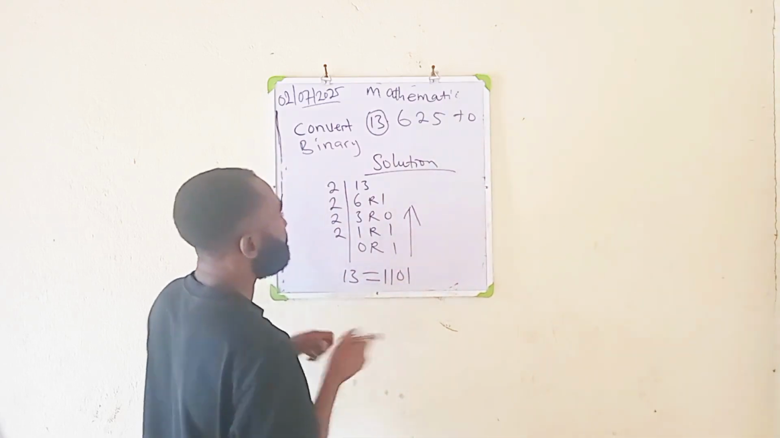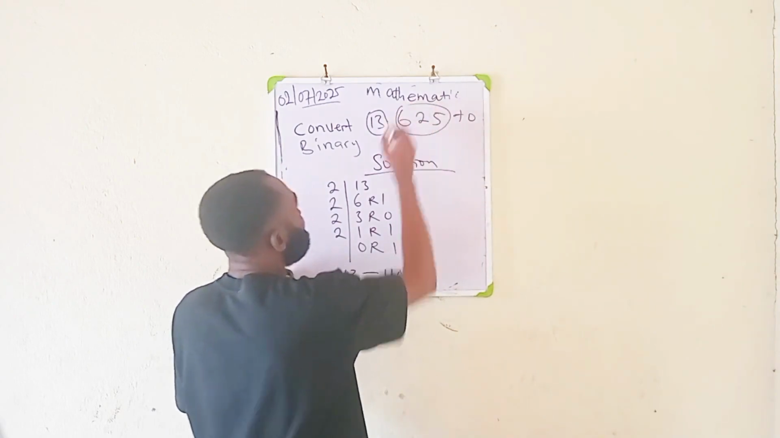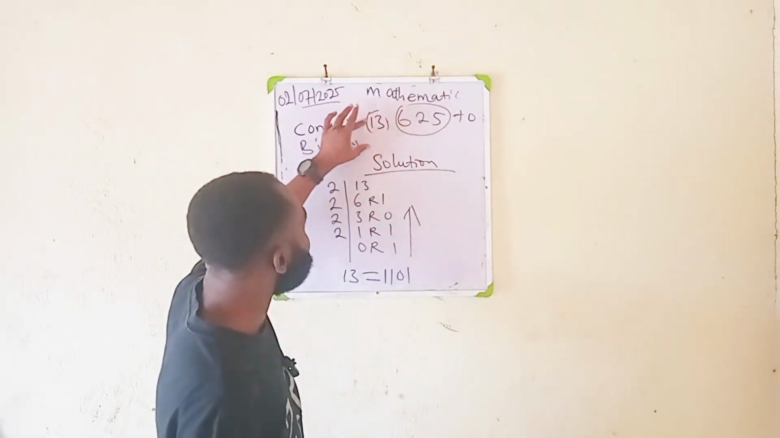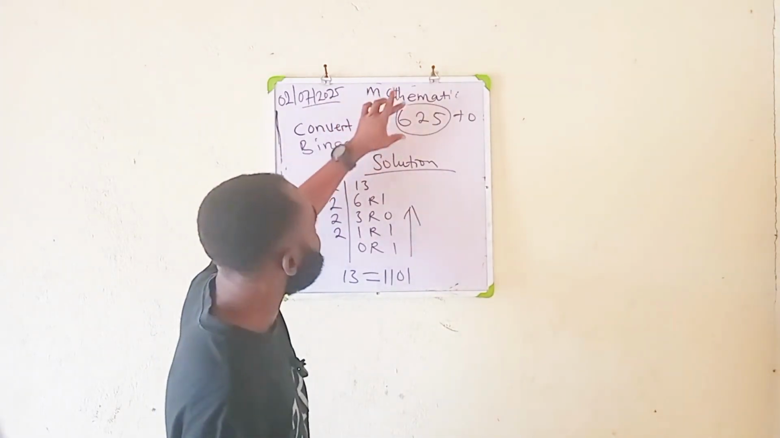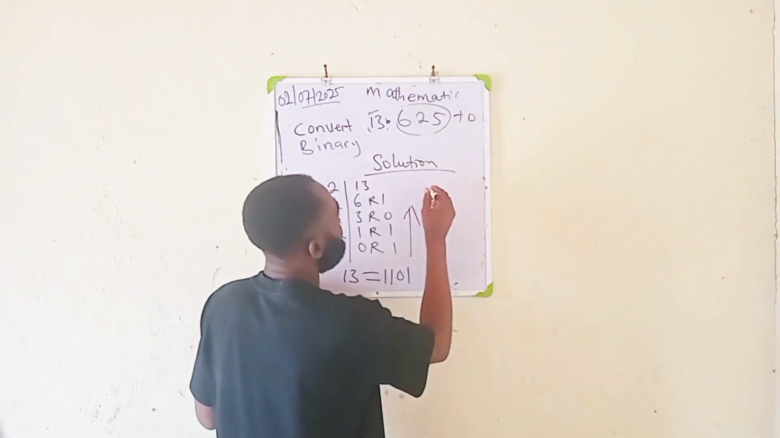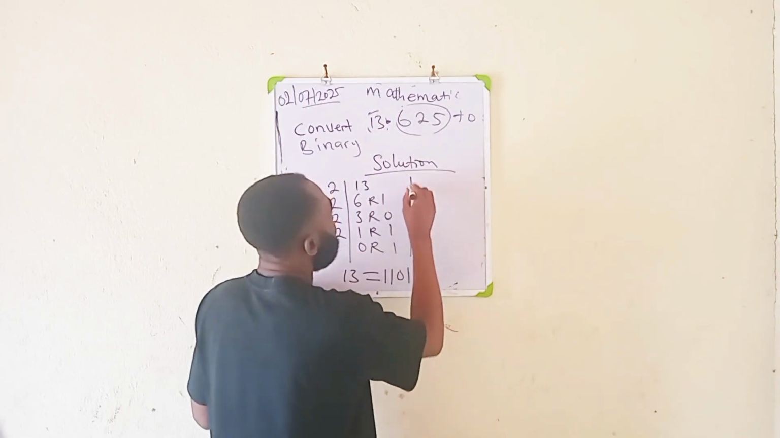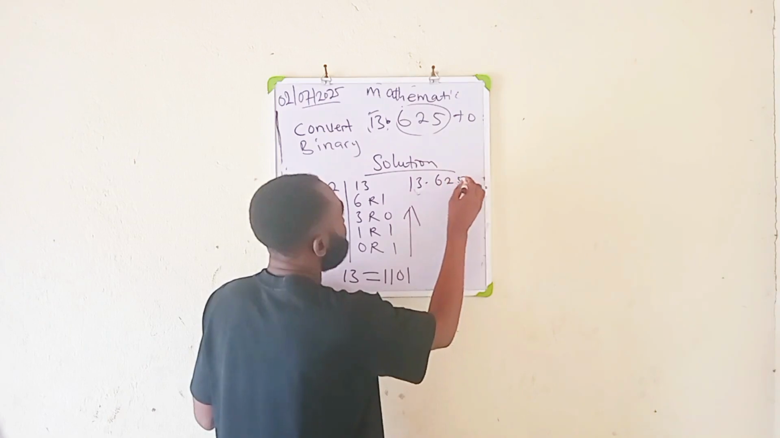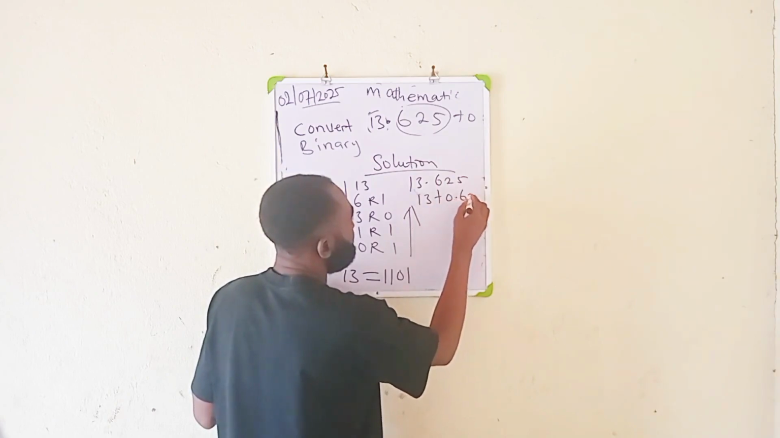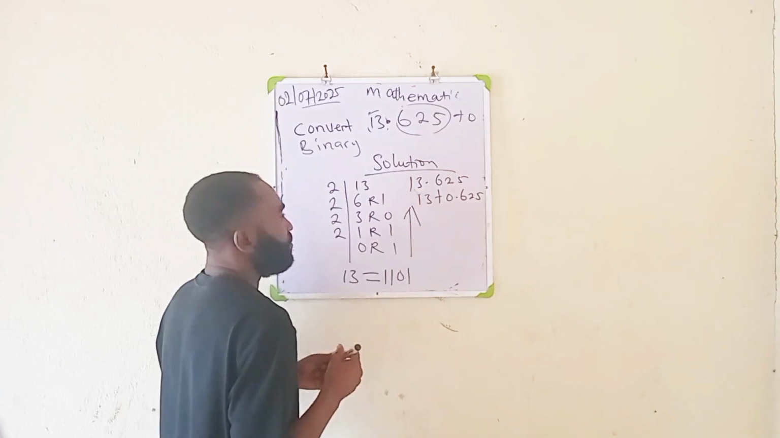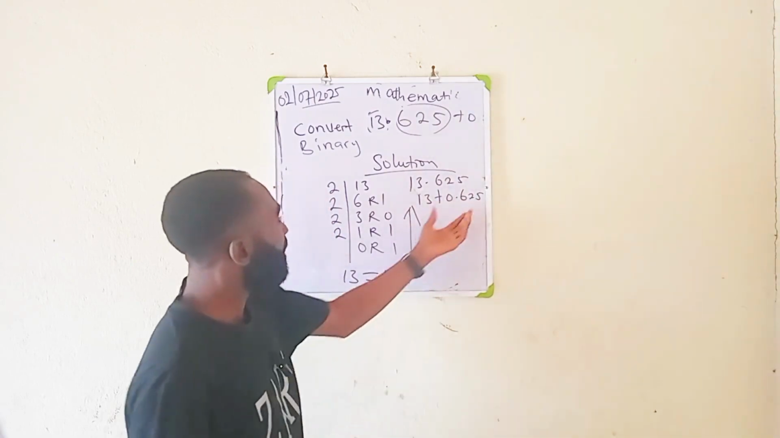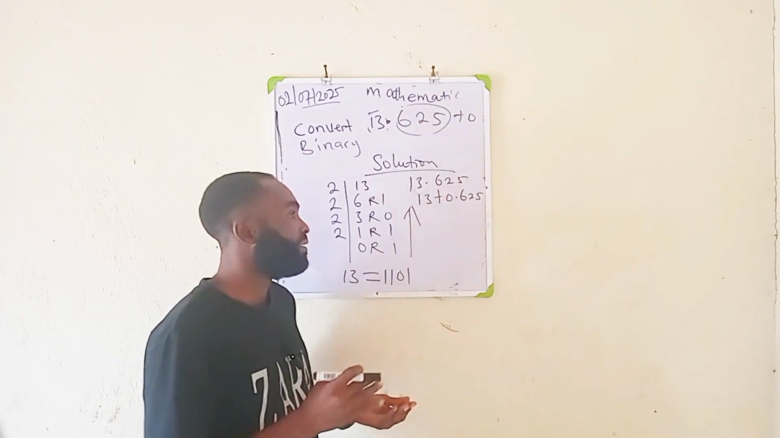Now we are left with the fractional part, because we have two parts here, the whole number part and the fractional part. 13.625 means 13 plus 0.625. So now we are going to use the fractional part. Handling the fractional part, you need to multiply.